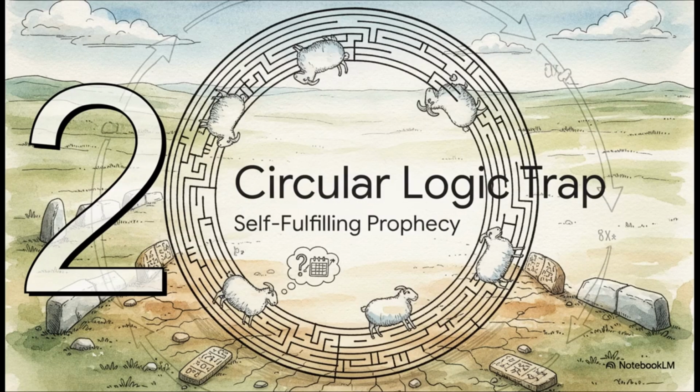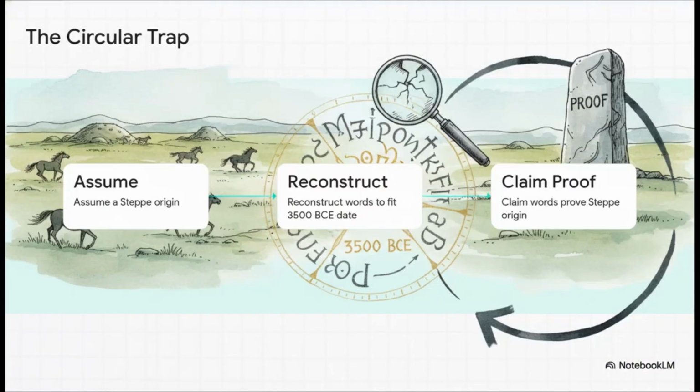Section 2. The Circular Logic Trap, or as it's better understood, the self-fulfilling prophecy. If you want a simple briefing on why this methodology is so problematic, it basically functions like a giant self-fulfilling prophecy. Step 1. You start with a theoretical framework assuming the speakers lived on the steppe. Step 2. That assumed steppe placement shapes which word reconstructions you consider plausible, which effectively molds your linguistic data to fit the framework the archaeologist had already established. And then, Step 3, you turn around and claim those reconstructed words independently prove the steppe origin. It is, by definition, circular logic.